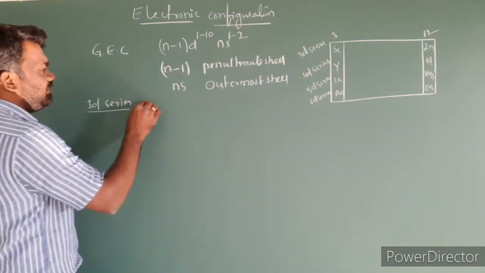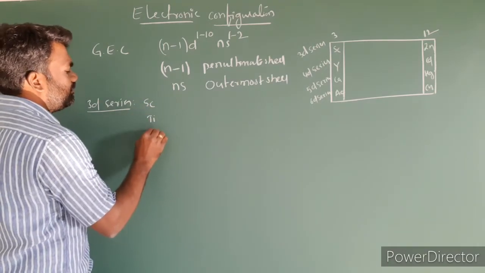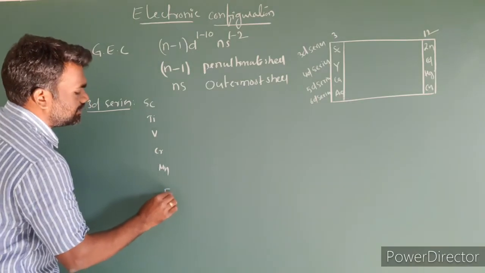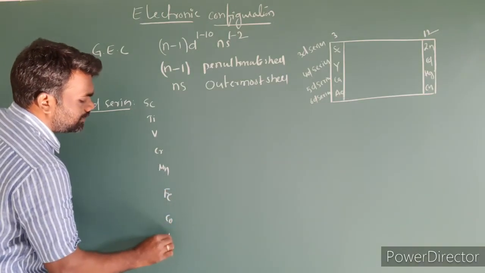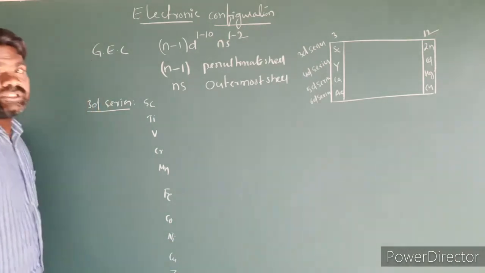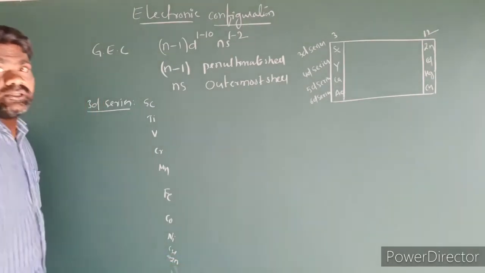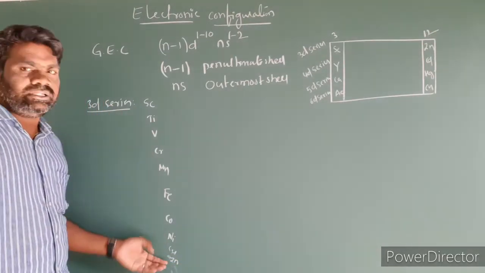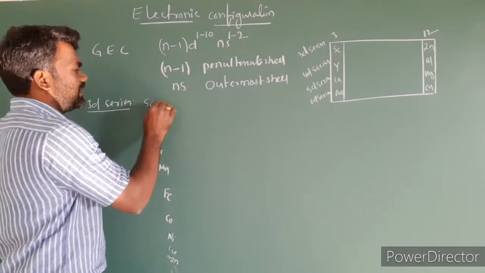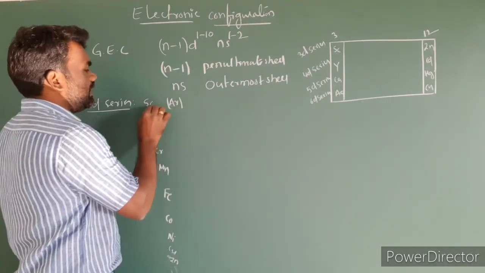The 3d series elements are scandium, titanium, vanadium, chromium, manganese, iron, cobalt, nickel, copper and zinc. These are the 3d series elements. Now let us discuss the electronic configuration of all these elements. First, taking scandium, we take the noble gas argon as the core.